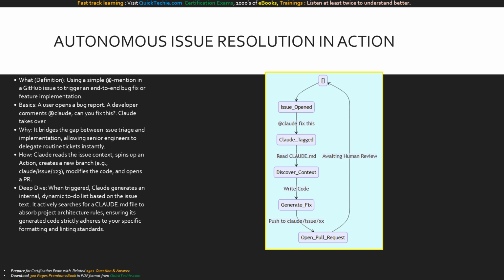This state diagram maps the lifecycle of an autonomous fix. We begin when an issue is opened. A developer moves the state forward by tagging Claude. The agent transitions into the Discover Context state, actively seeking out your Claude.md file to learn your rules. It then moves into Generate Fix, modifying the codebase, and finally transitions into Open Pull Request, where it safely parks the new code on an isolated branch, awaiting human review.